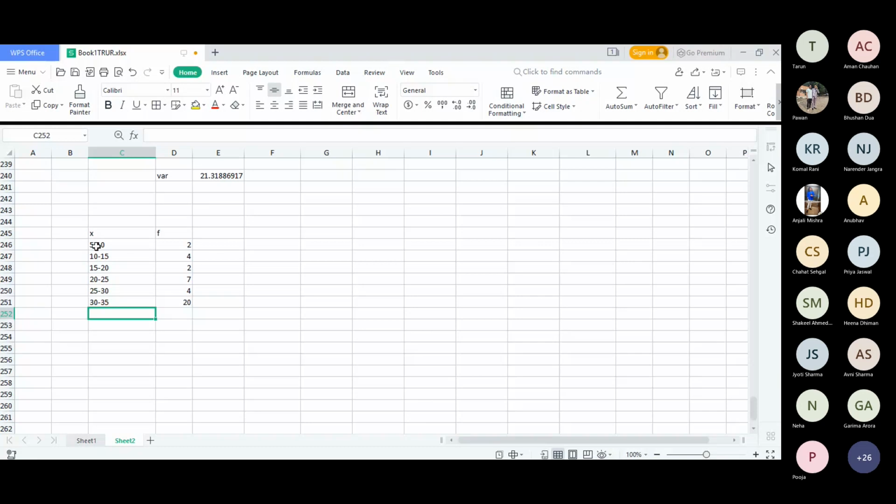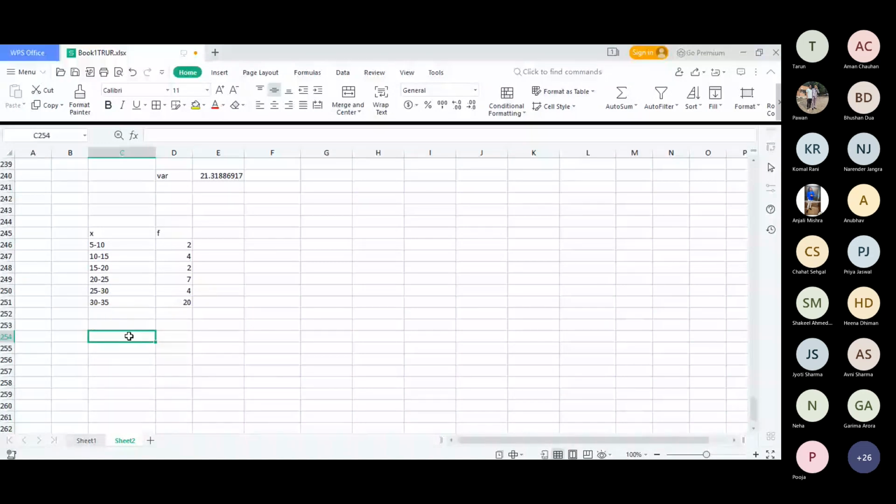Fine. So first of all, as it is a continuous data, we have to check those two conditions, whether they are satisfied or not. These two conditions are satisfied: each class is of size five, the classes are of equal size, and inclusive in nature. So both are satisfied here. Now the next step is the formula.